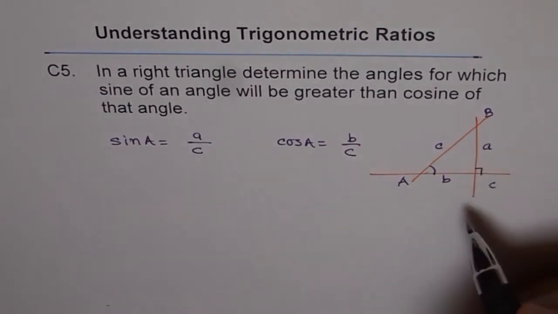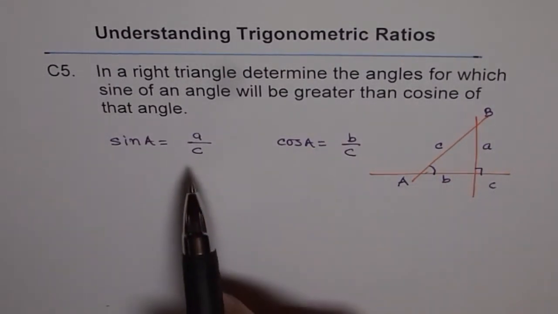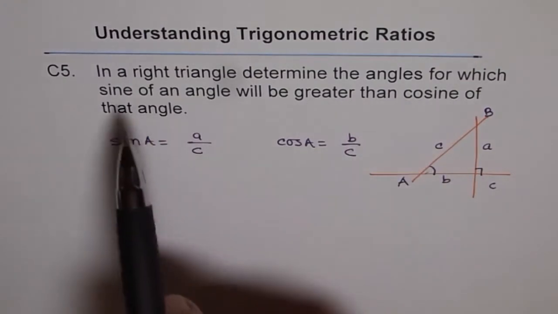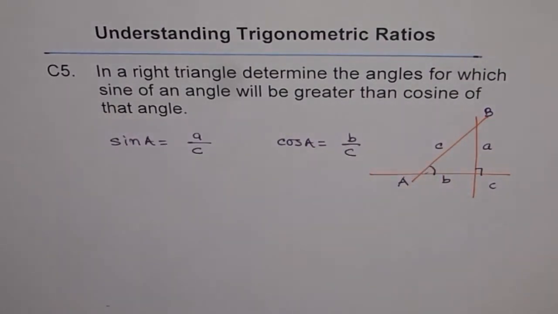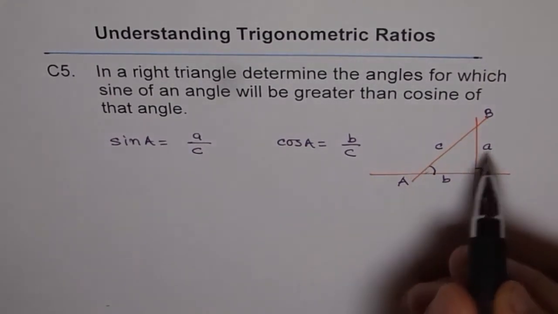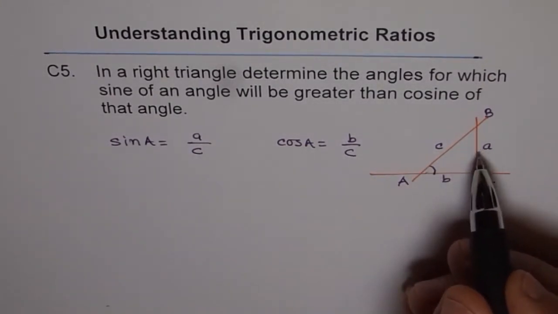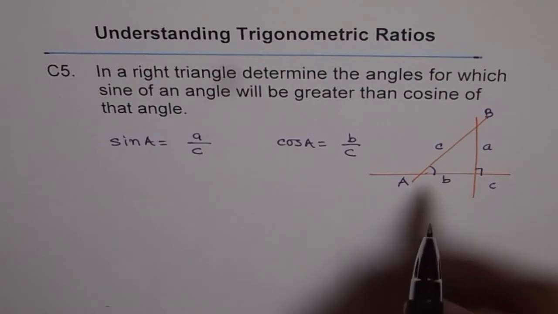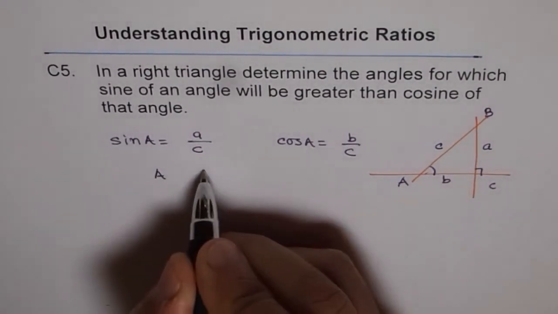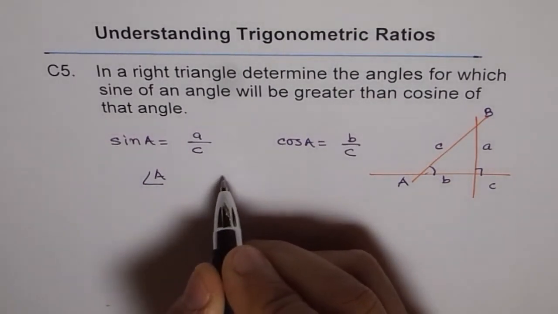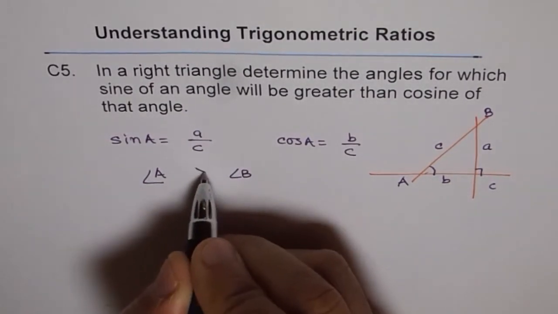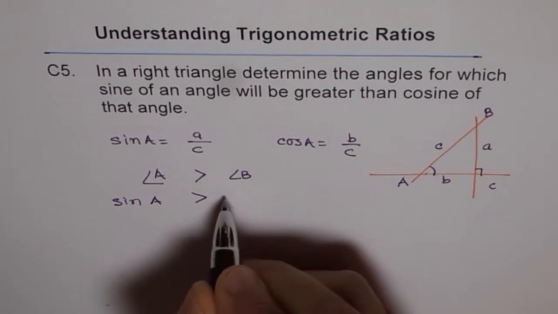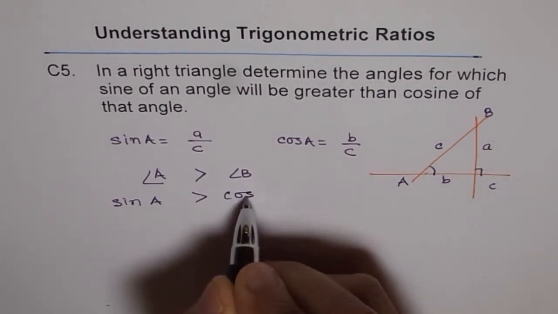Now when is a bigger than b? We have the same denominator. So basically, if we want to determine the angles for which sine of an angle will be greater than cosine of an angle, for this angle A, if a is bigger, the side opposite is also bigger, right? And b is the side opposite angle B. So it boils down to this: if angle A is bigger than angle B, then sine A should be greater than cos A. Is that okay?